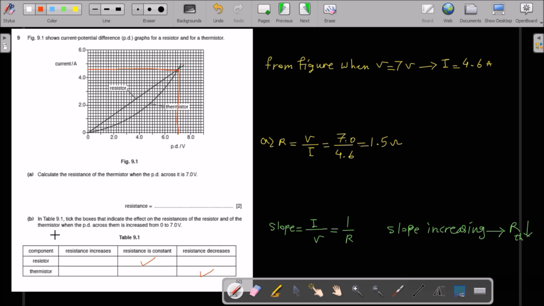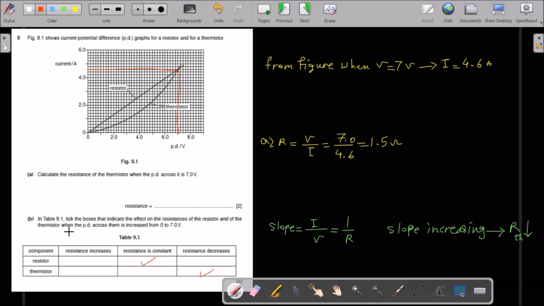Next part. In table 9.1, tick the boxes that indicate the effect on the resistances of the resistor and of the thermistor when the PD across them is increased from 0 to 7 volt. If you look at figure 9.1, you can see that the slope of current against voltage of the resistor is constant.